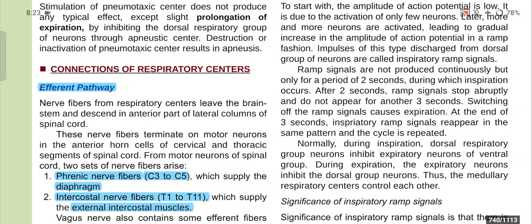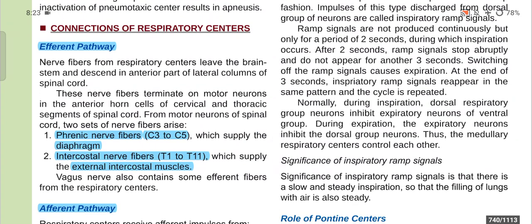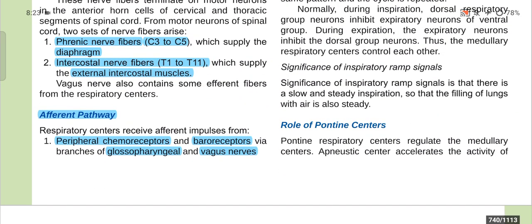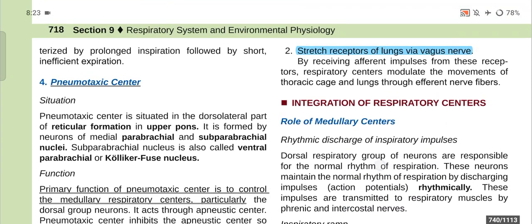One is the efferent pathway, one is the afferent pathway. In case of efferent pathway, phrenic nerve fiber, then intercostal nerve fiber. In case of afferent pathway, that is peripheral chemoreceptor and baroreceptor via the branches of glossopharyngeal and vagus nerve. And number 2, that is stretch receptor of lungs via the vagus nerve.